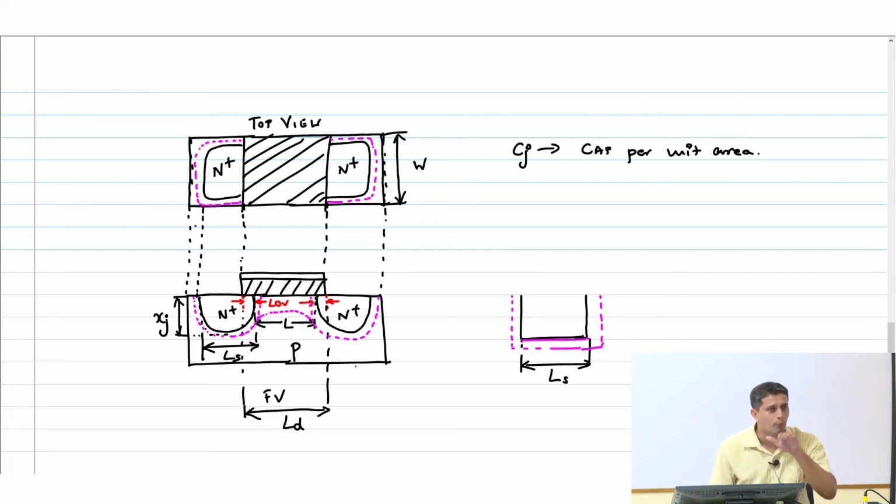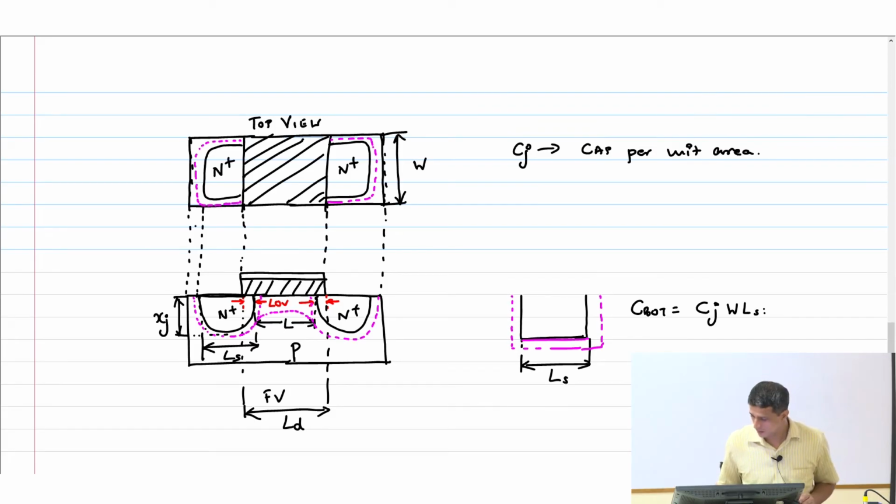Now will you have a top plate component? No, because the diffusion implant is happening like this, so the diffusion N plus happens till the top. There is no P region after that. The N plus cuts off abruptly here. Therefore, there is no top plate. You have only a bottom plate capacitance. So how much is the bottom wall capacitance? C bottom is Cj into W into Ls.